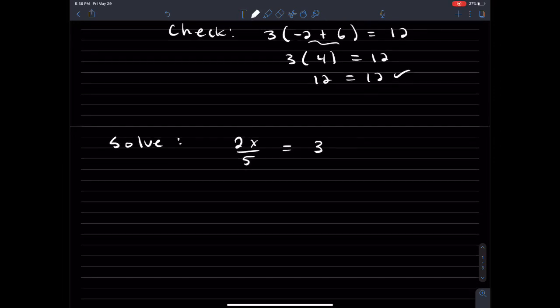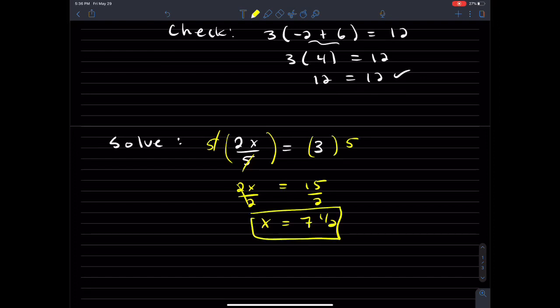So to do this problem, we want to get rid of our fraction. We can multiply both sides by 5. You can multiply both sides by the reciprocal and get it done in one step, but I like to do it one step at a time. And that goes in there 7 1/2.